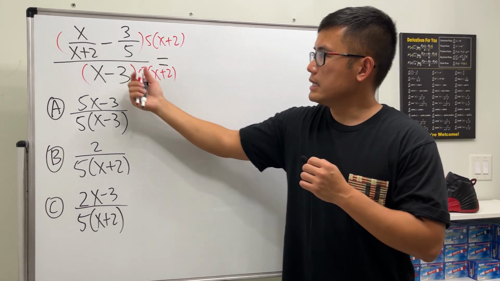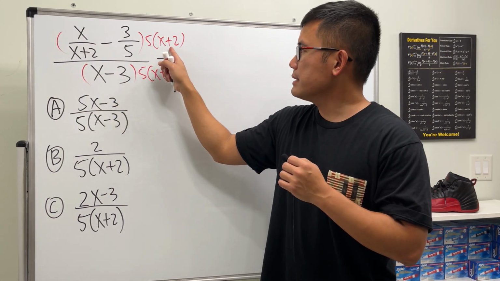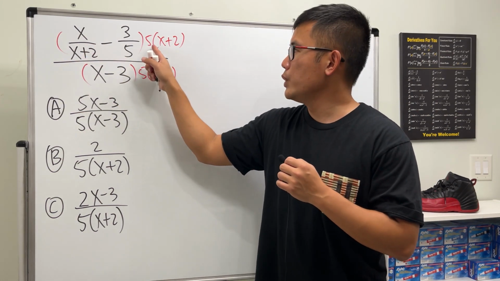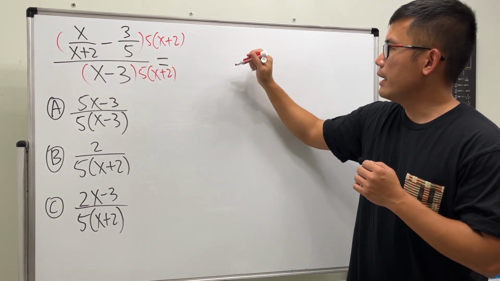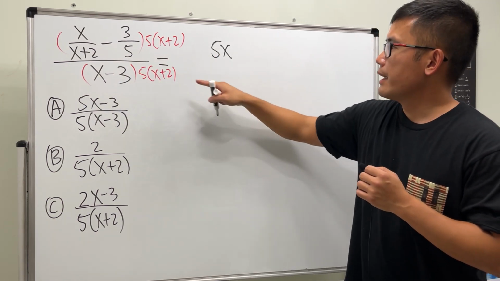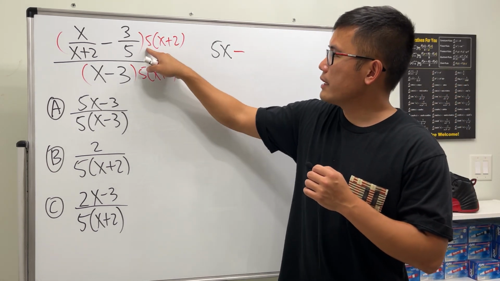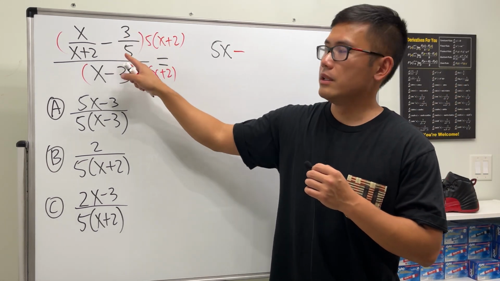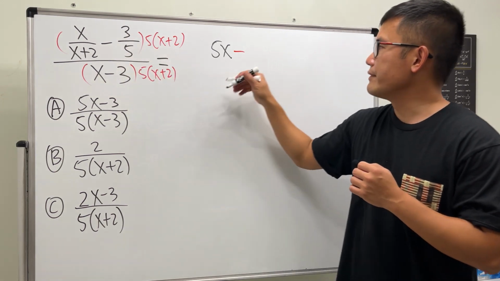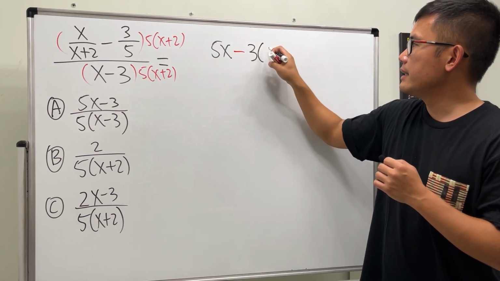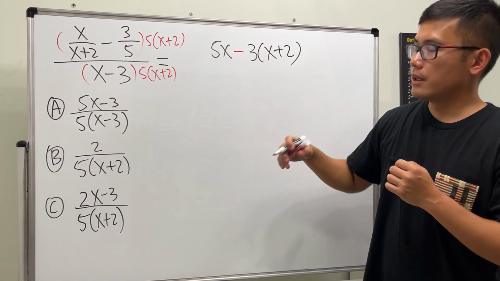So when we take this, multiply with that, you see the x plus 2 will cancel. So we will have 5x on the top. And I'm going to just write that down right here. And then we have this minus in between. Then when we take this, multiply with this, the 5 will cancel and we will have the 3 and then x plus 2. Alright, so that's the top.